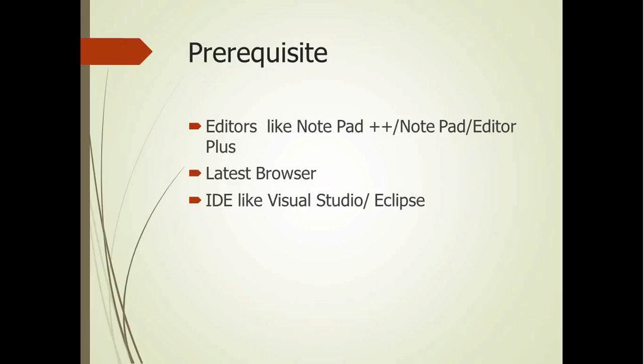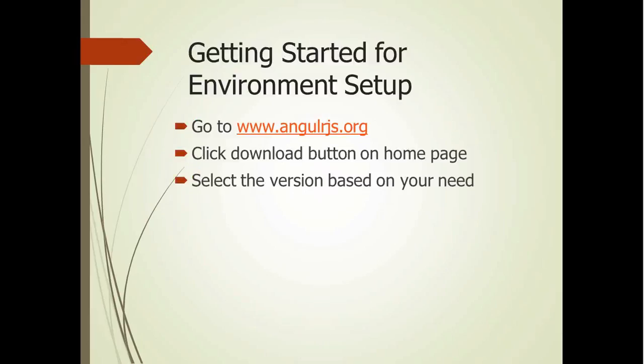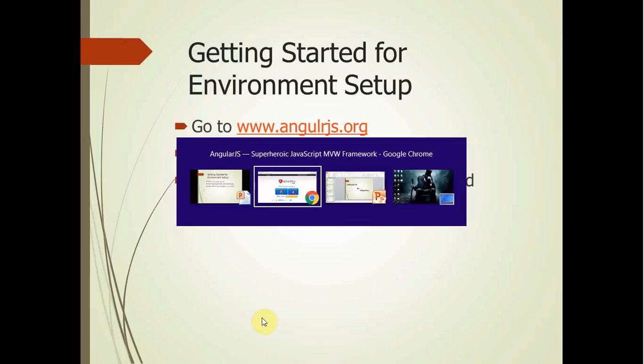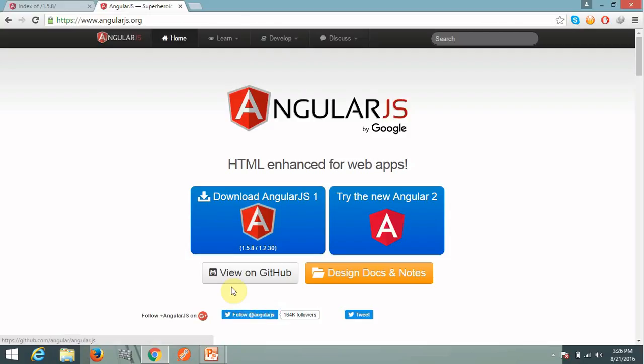Next, we'll go with getting started for the environmental setup. First of all, you need to go to the angularjs.org website. Once you get into the website, you can see two different versions of AngularJS: AngularJS 1 and AngularJS 2. Today I am going with AngularJS 1. In later videos we'll cover AngularJS 2.